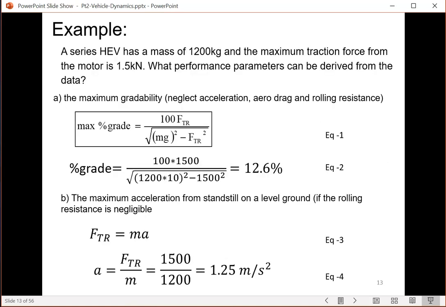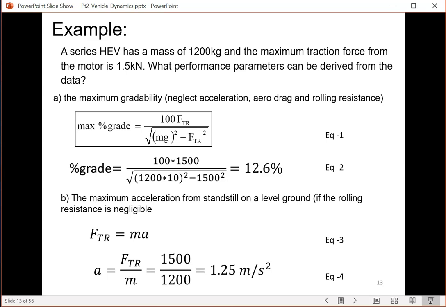I'm going to use this example to show how the calculations can be done and how we can work out different values. Okay, so I have an example here. It says a series HEV has a mass of 1200 kilograms. The maximum traction force for the motor is 1.5 kilonewton. That is converted to the force already, not the torque.